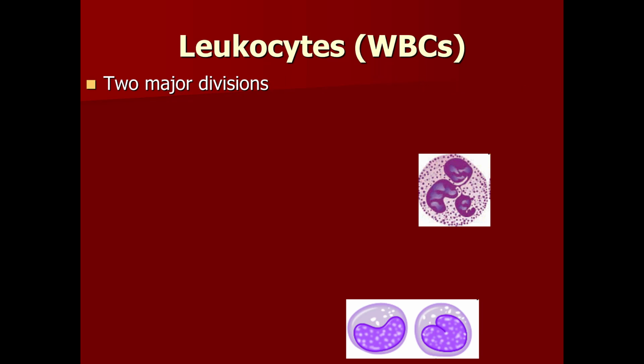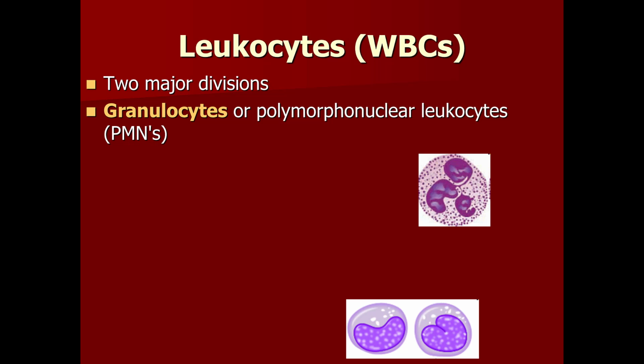Now, in the leukocyte world, there are two major divisions. There are the granulocytes, also called polymorphonuclear leukocytes. Right? So let's break down that word. What does poly mean? Well, poly means many. What does morpho mean? Means shape. And what does nuclear mean? Means nucleus. Right? So these are white blood cells, leukocytes, which have a many-shaped nucleus. Right? Okay.